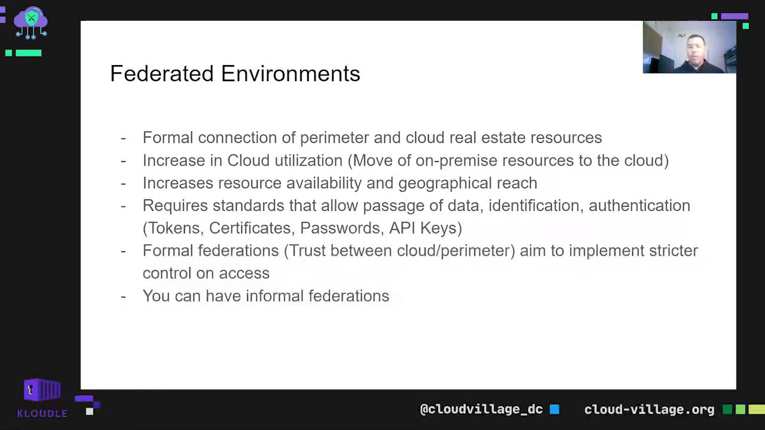So as we said before, move on-premise resources to the cloud. They increase this utilization, and also provide the ability to increase the resource availability or even geographical reach. We're talking about what they call in Silicon Valley elastic technologies. You can expand or shrink as you need it. You don't have to have a local data center, or you can have the minimum you can have inside the perimeter, but take advantage of this.